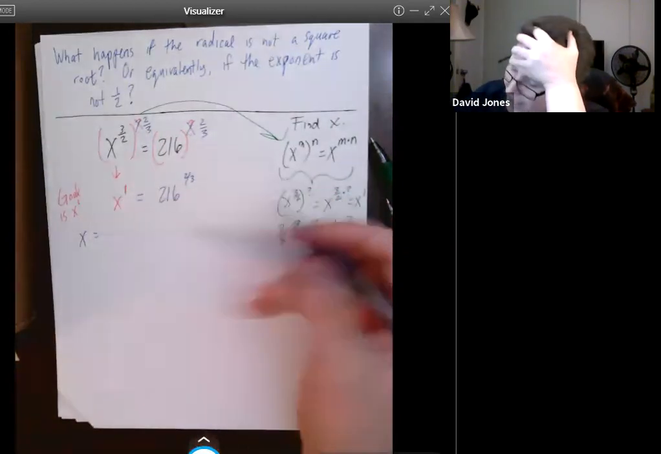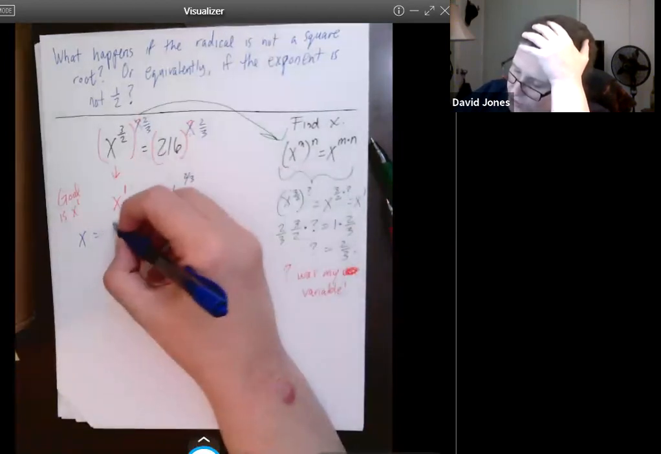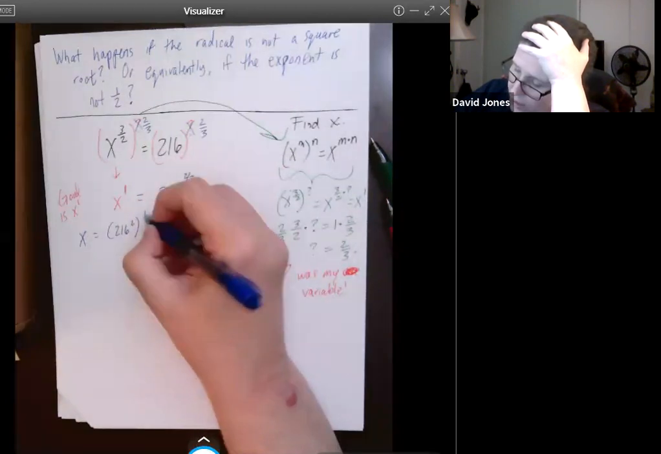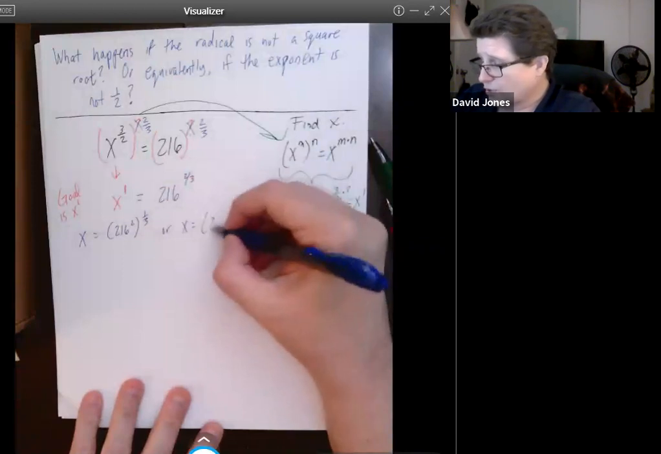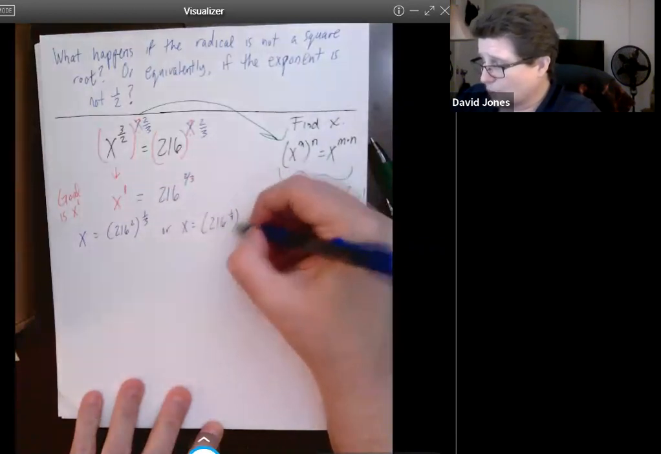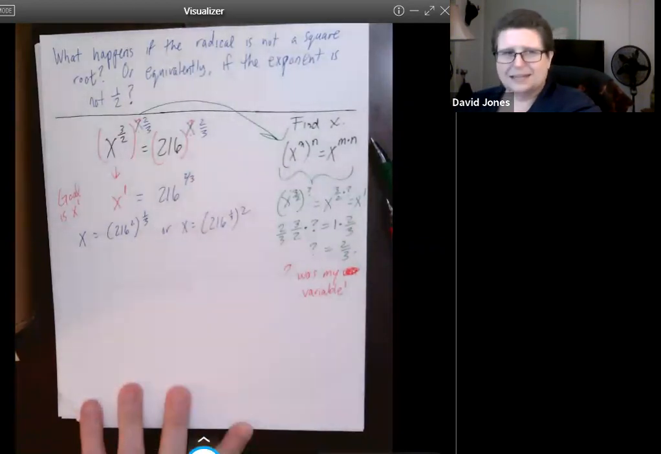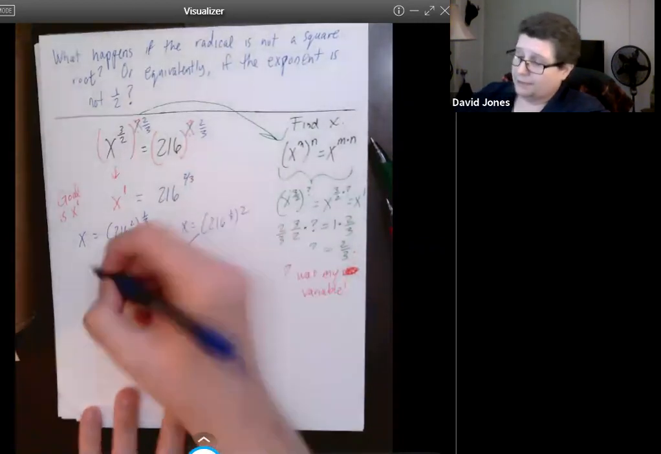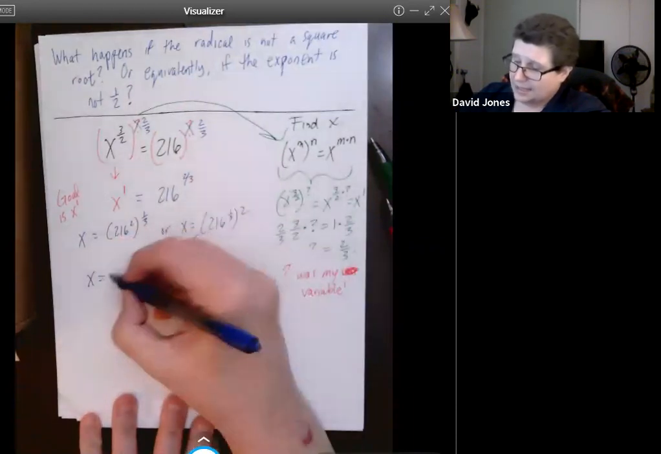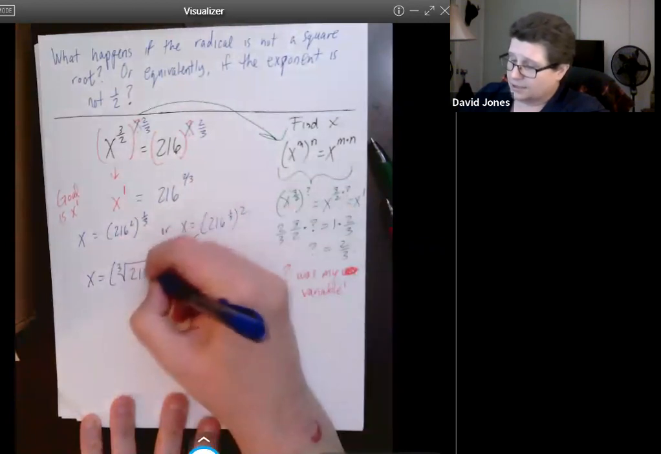What can we do? I can write it as x equals 216 squared to the 1/3, or x equals 216 to the 1/3 squared. Squaring 216 is going to give me a really, really big number. I think that's the harder one to work with. Let's work with the other one. This is x equals the cube root, that's what 1/3 is as an exponent, of 216, then squared.